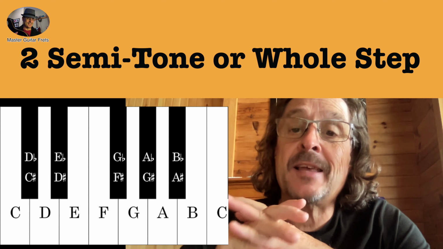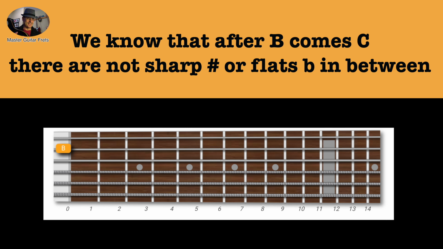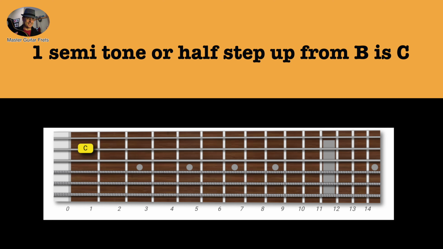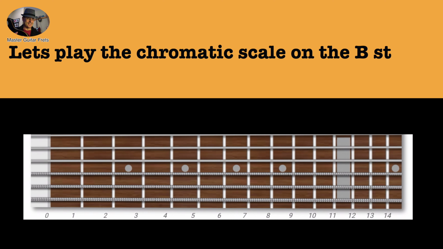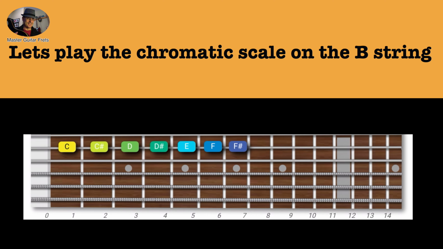Let's check out the chromatic scale on the guitar. On the piano, you have learned that 1 semitone down from B comes C. No sharps or flats in between. Let's take the B string and move down to 1st fret, that is C. Each fret represents a semitone or a half step on the guitar.